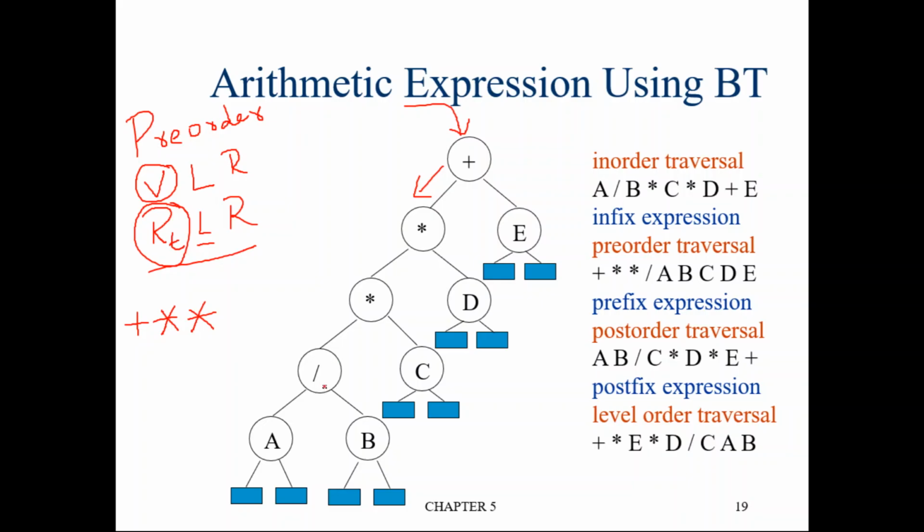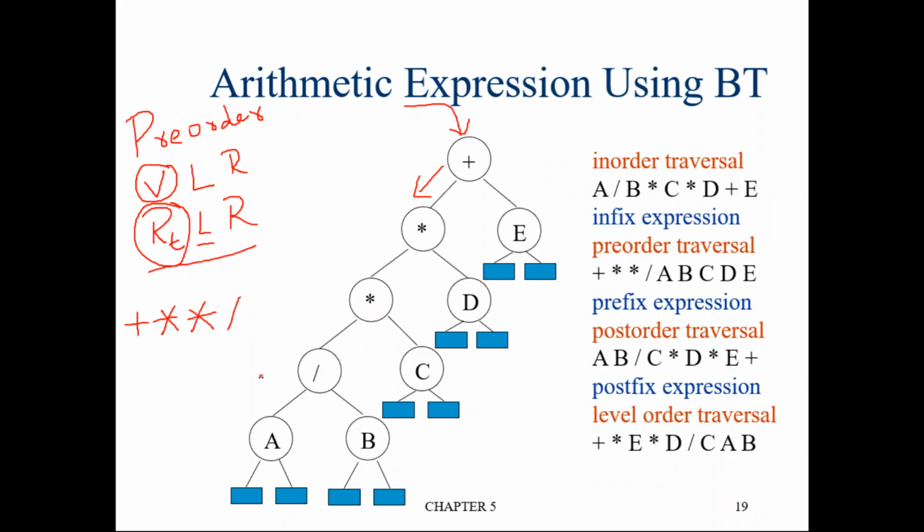So then when you come here, slash. Is it a root of some subtree? Yes, this is a root of some subtree. So print slash. Fine. So again you go left, because after this is a root, then go left. If you go left, you got A. Is it a root of some subtree? No, it is not a root node. So this is the left of this particular node slash.